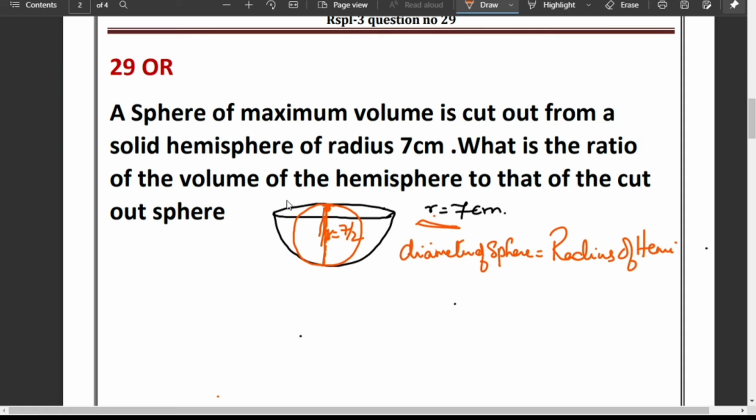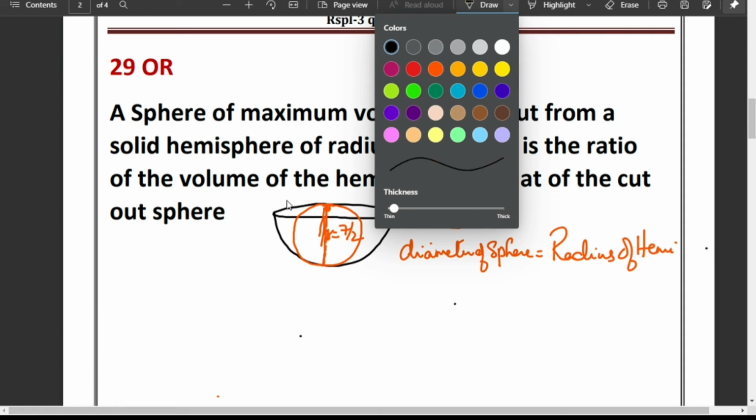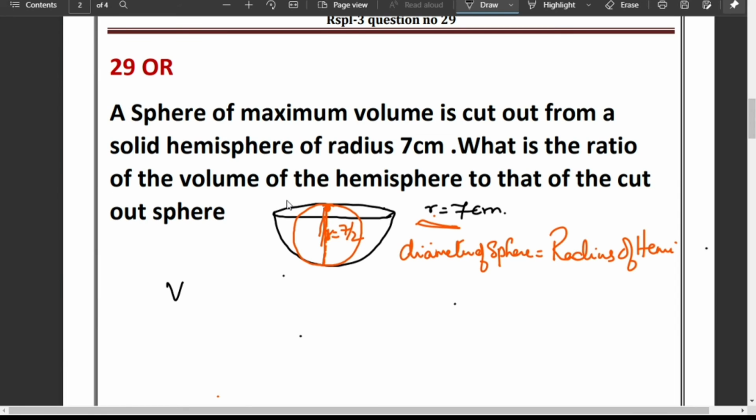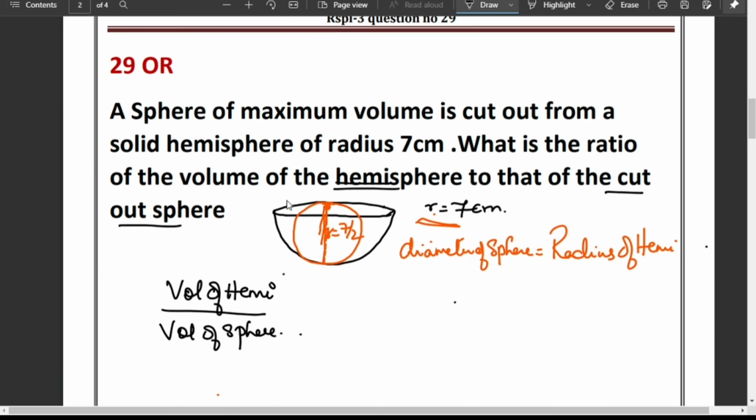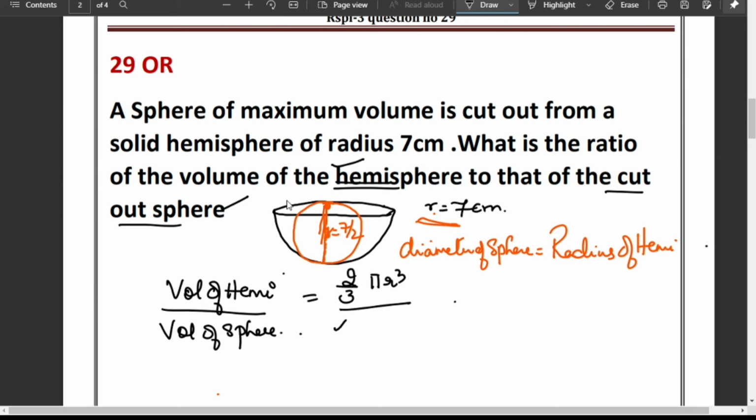Now whenever they ask you the ratio sum, usually don't do the workout and make a big number. So volume of hemisphere, whichever has been asked first, that should go in numerator, divided by volume of sphere. One more thing, there are questions where the left out or remaining part of the hemisphere will be asked, but this is a straight question. So hemisphere volume is 2 by 3 pi r cube and sphere is 4 by 3 pi r cube. Handle the ratio sum this way, at least pi gets cancelled.